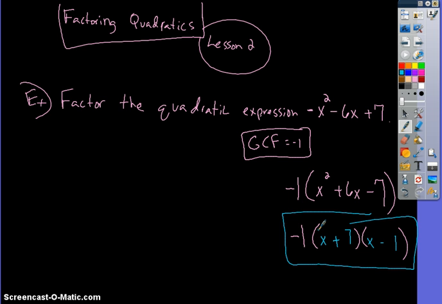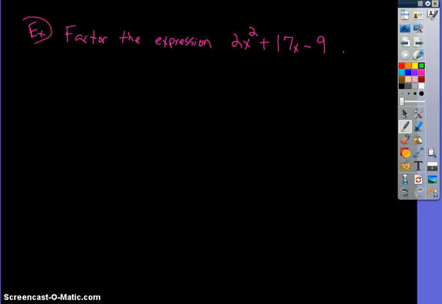Now we're going to throw a little loop in your system. Everything you know, we're going to add to it. So pause the video and I can add new to it. Okay, so factor the expression 2x squared plus 17x, subtract 9. So you're looking for a GCF, right? Do you see one in 2x squared and 17x and a -9?